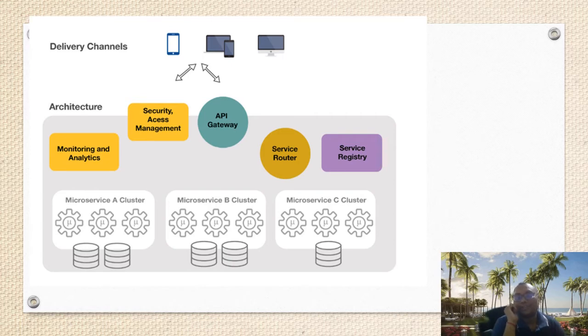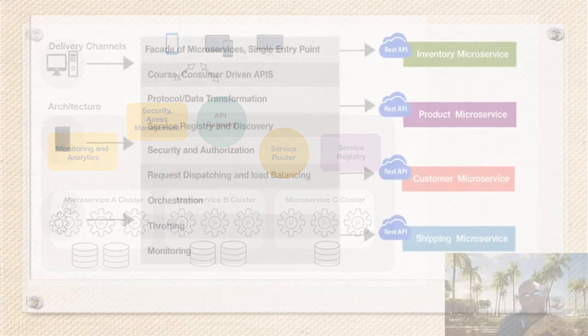In addition to modular services, the API gateway and other elements are very important. In the picture, we can see that we have microservice A cluster, B cluster, and C cluster, but there are other elements also, like monitoring and analytics, security access management, API gateway, service router, service registry, etc. In this video, we will discuss these topics.